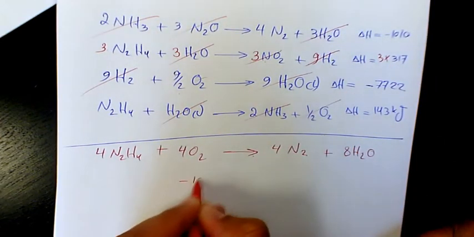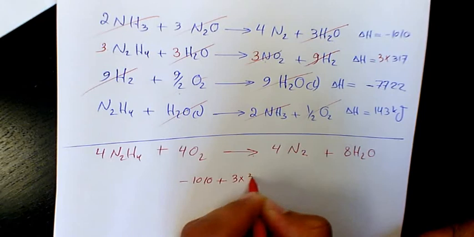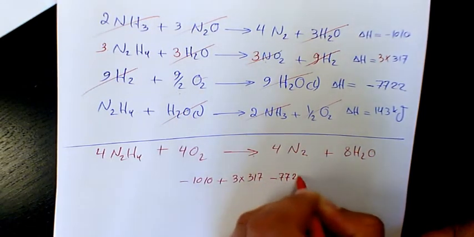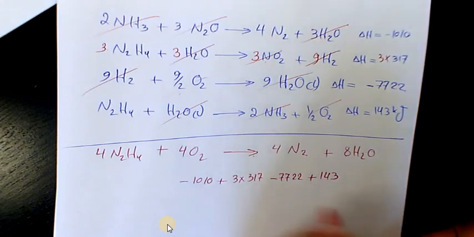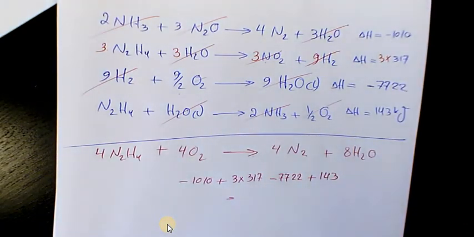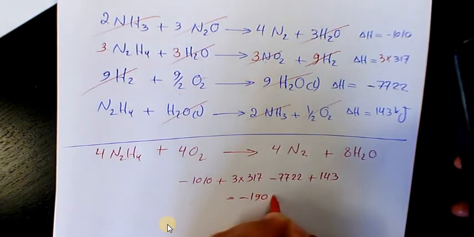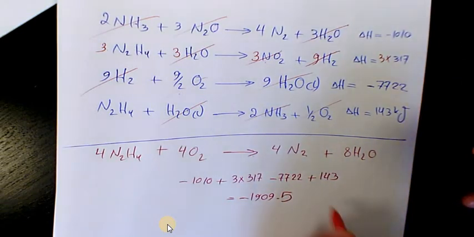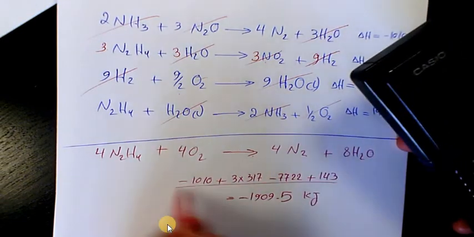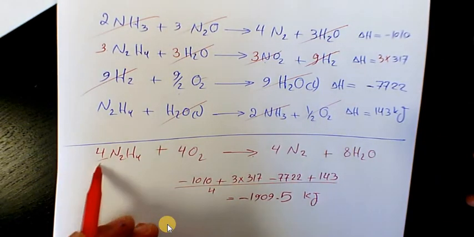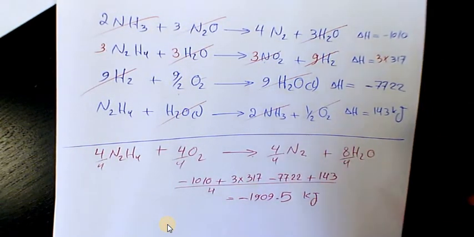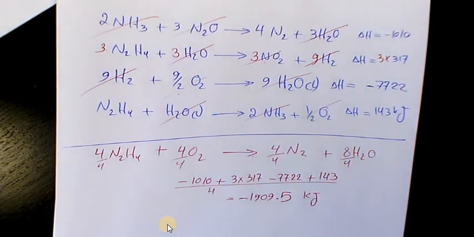So negative 1010 plus 3 times 317 minus 7722 plus 143, divided by 4, is going to be negative 1909.5 kilojoule. So I divided by 4 because the coefficients have to be divided by 4. 4 divided by 4, and 8 divided by 4 is going to be 2. So the final answer is negative 1909.5 kilojoules.